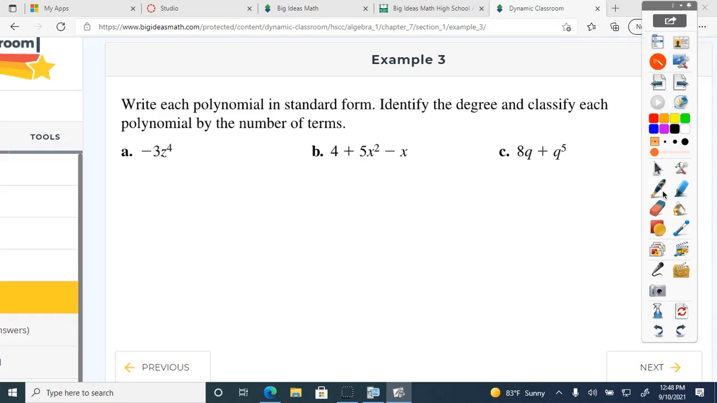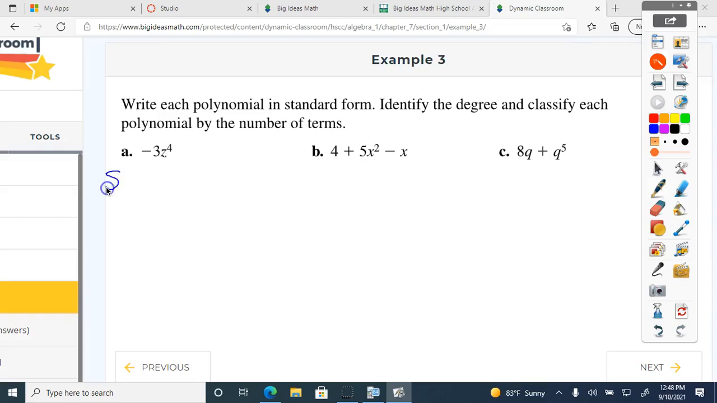Example 3. Write each polynomial in standard form, identify the degree, and classify each polynomial by the number of terms. So we're doing the same thing we did, but now we're going to classify it by how many terms it has.